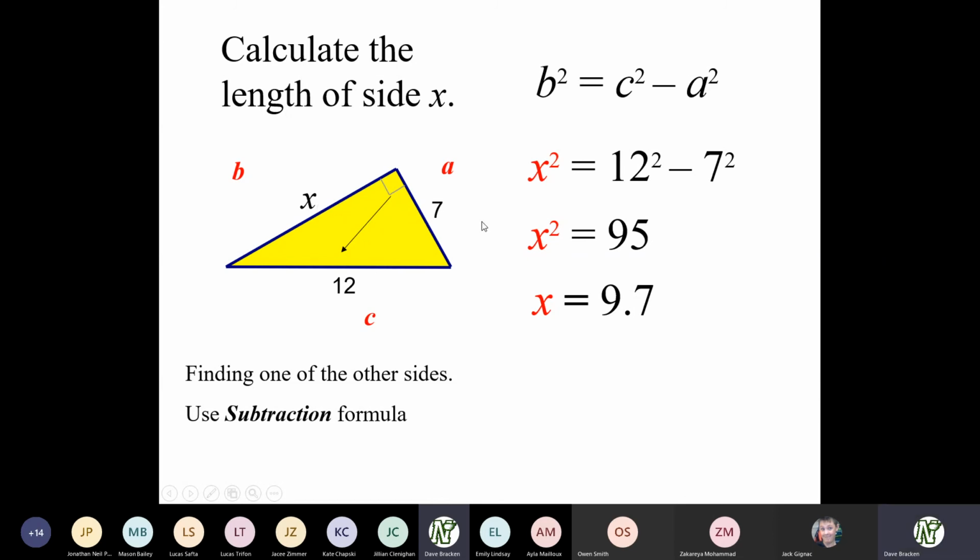And this makes sense to me because 9.7 isn't my biggest side, but it shouldn't be. 12 should be my biggest side. So I'm good to go. Is everybody okay with this example? All good? Yeah.